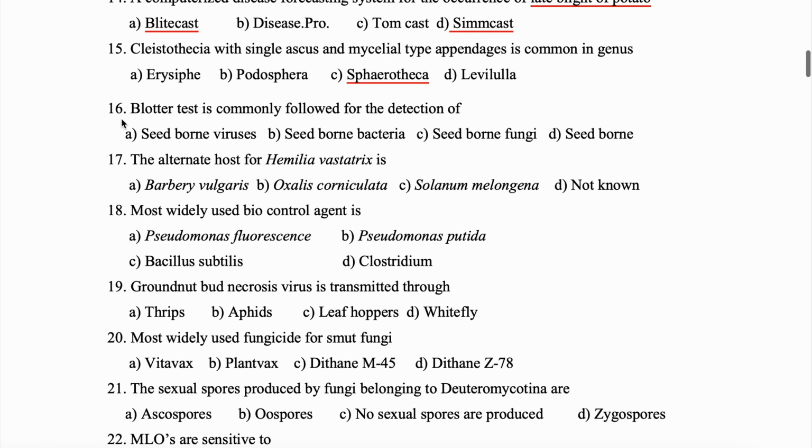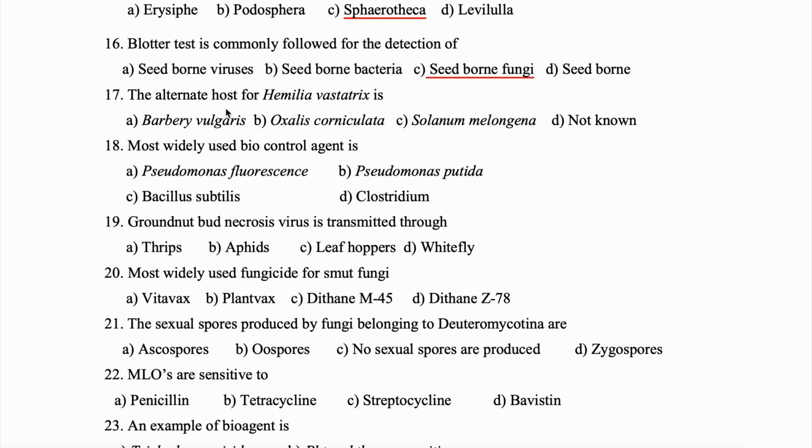Question number 16. Blotter test is commonly followed for the detection of seed-borne fungi. Question 17. The alternate host of Hemileia vastatrix is, it is not known. Why it is not known? Because Hemileia vastatrix, that is coffee rust, is an autoecious disease, means they are not having any alternate host. Question 18. Most widely used biocontrol agent is what?